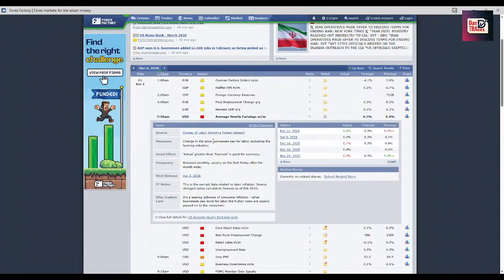Average hourly earnings. What does it measure? A change in price businesses pay for labor, excluding the farming industry. Good. So when your actual is greater than the forecast, it's good for the currency. You can learn much from Forex Factory.